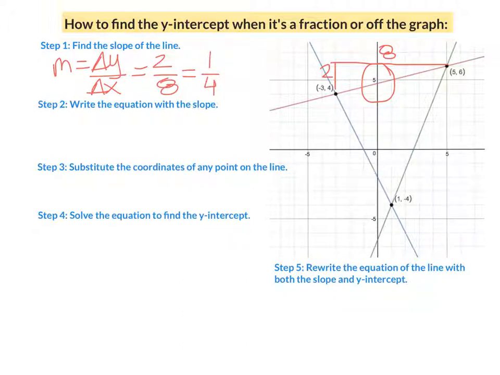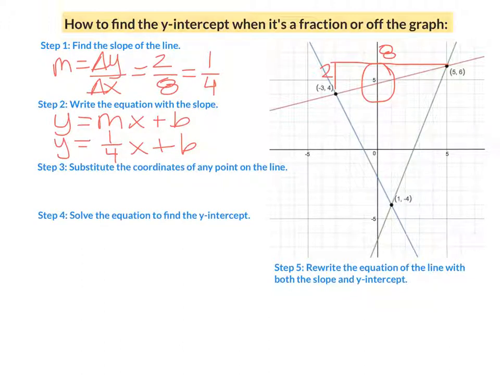So the second step is we want to go ahead and write the equation with the slope. Our equation in slope-intercept form is always y equals mx plus b, where m is our slope and b is the y-intercept. We know the slope is 1/4, so we're just going to substitute that in for our slope: y equals 1/4 x, and we will leave our y-intercept for now just as the letter b. So y equals 1/4 x plus b.